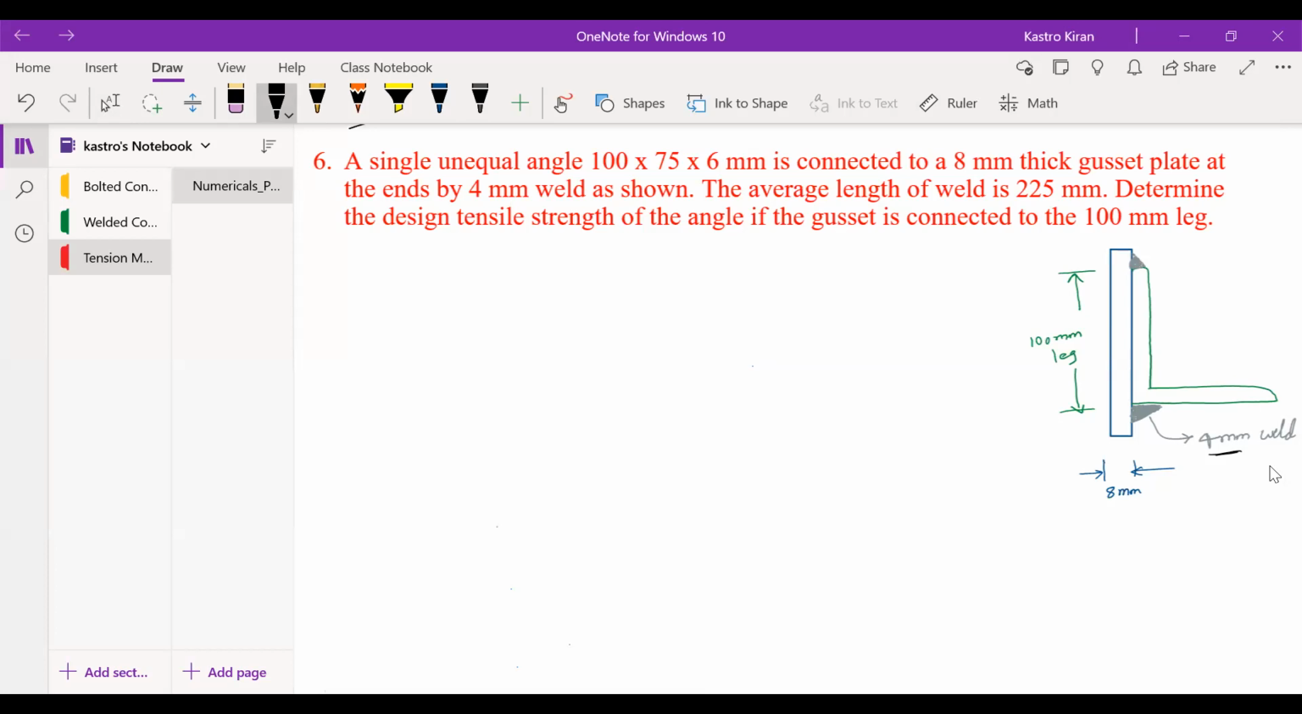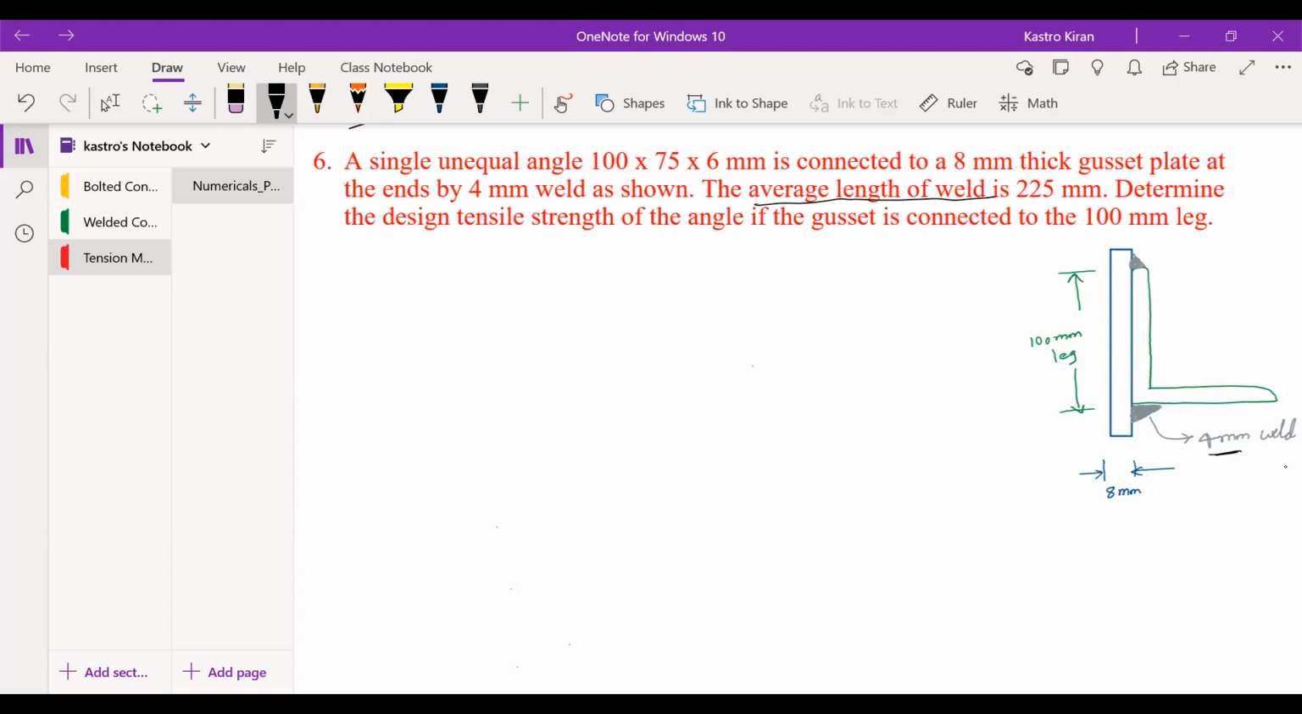So remember here, it is said that the average length is given, not the length at top and length at bottom. It is said that the average of the length of weld at top and the length at bottom is 225 mm. And you have to determine the design tensile strength of the angle section if the gusset is connected to the 100 mm leg.